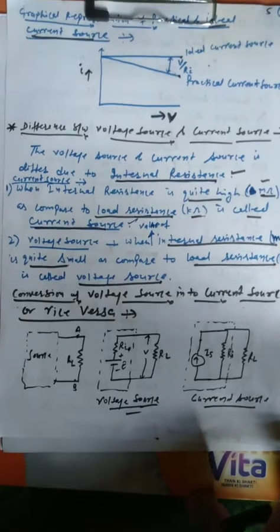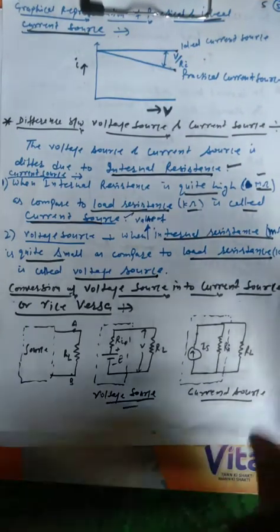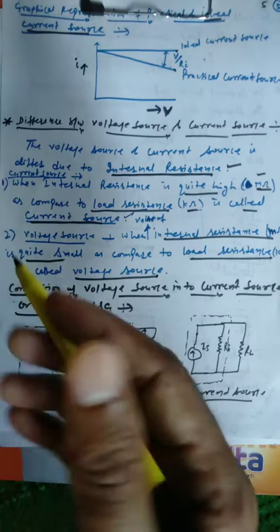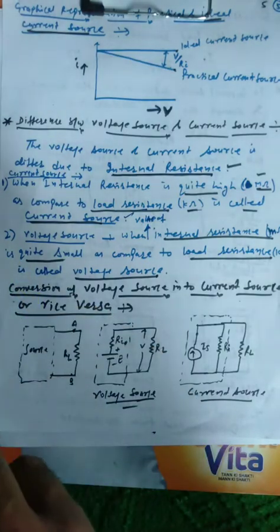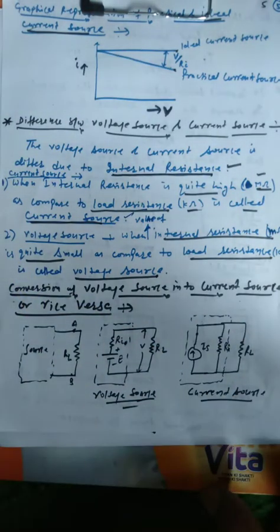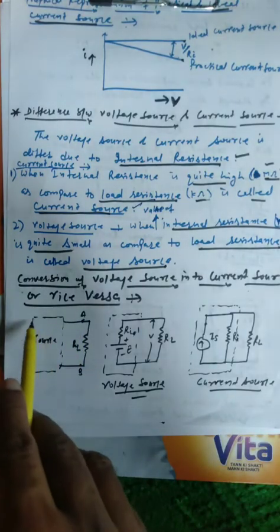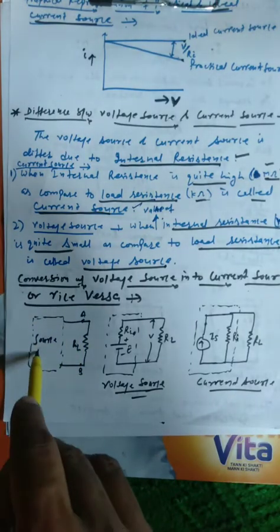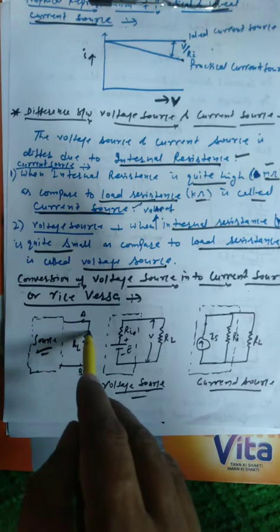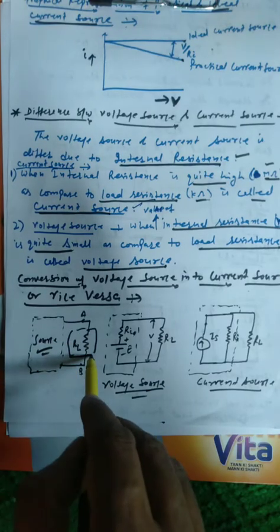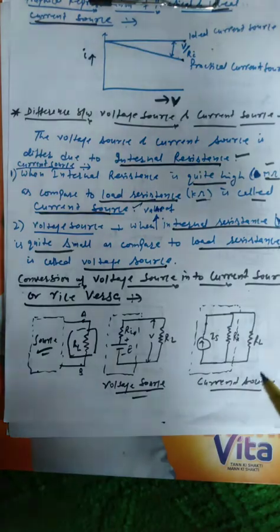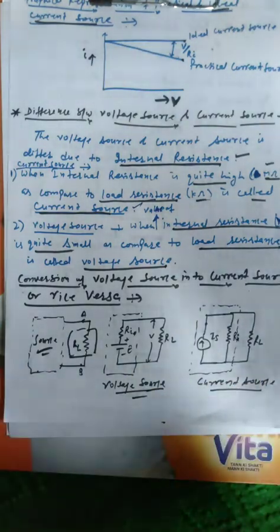So the next topic is the conversion of the voltage source into the current source and the current source into the voltage source. First of all, we should know what a source is. A source is represented like this. Then the source is always connected with the load, which will be RL. There are two types of sources, that is voltage source or current source.